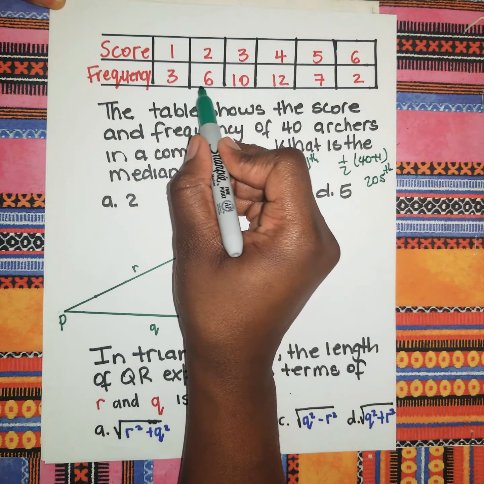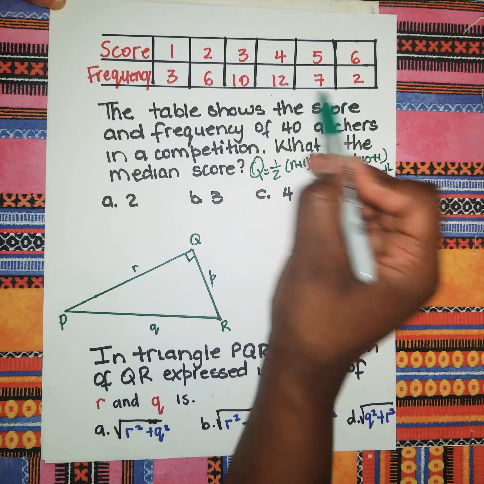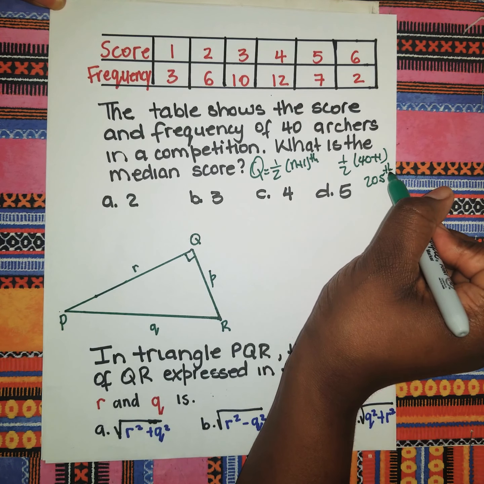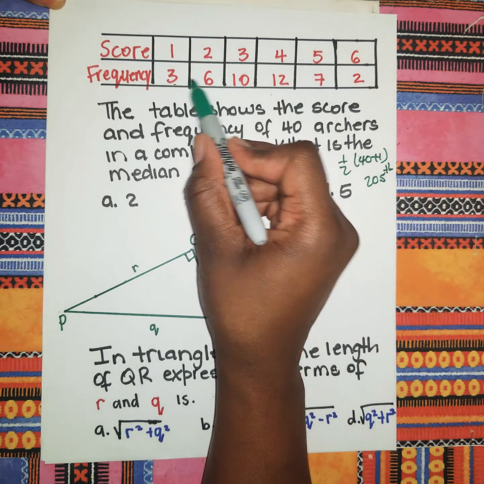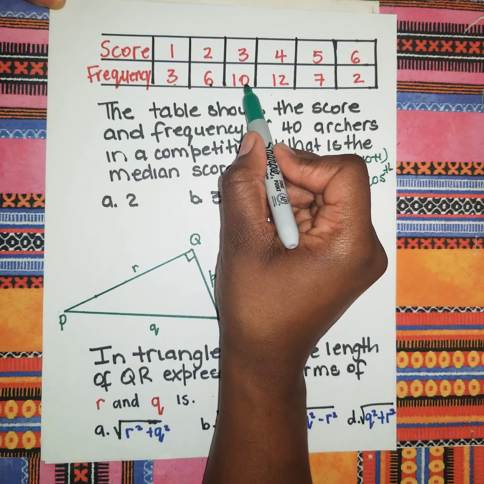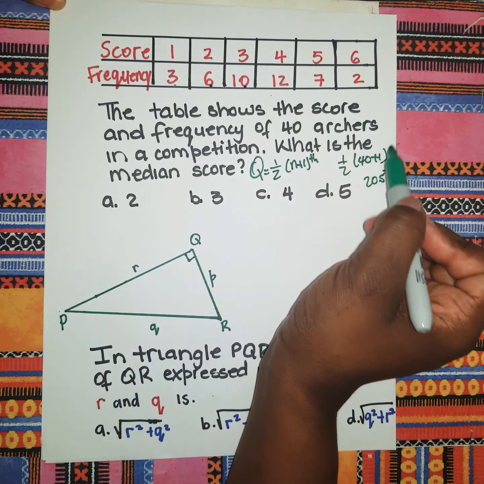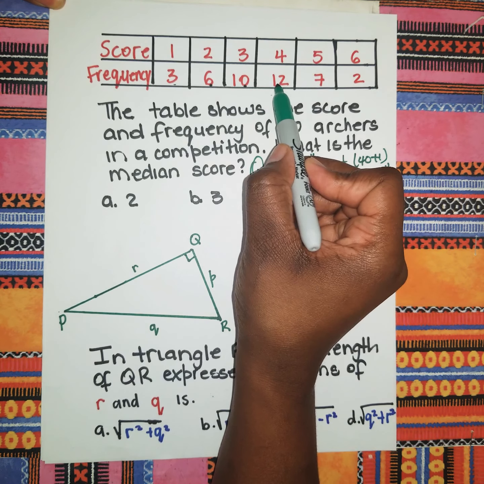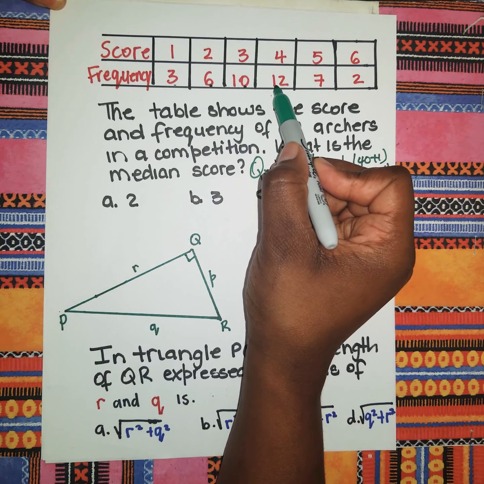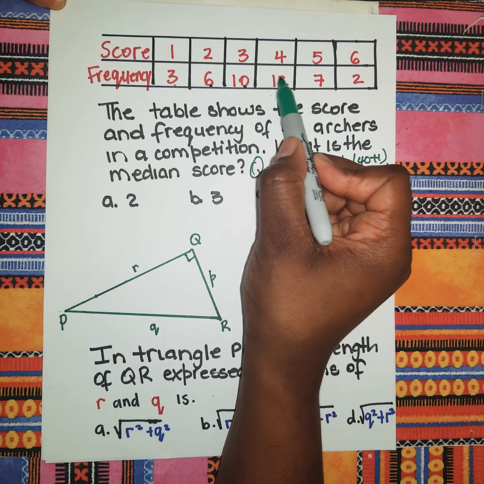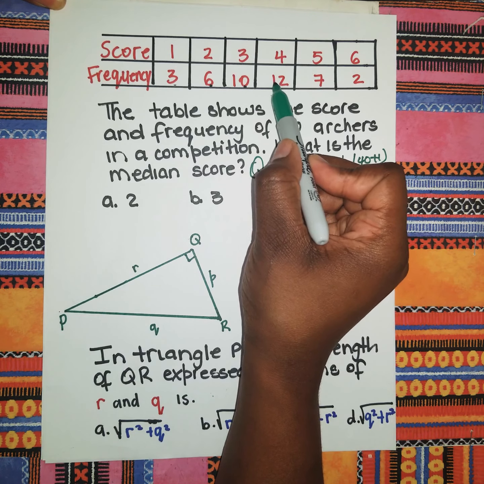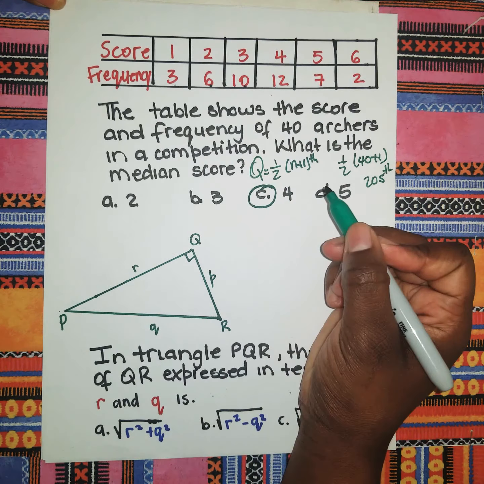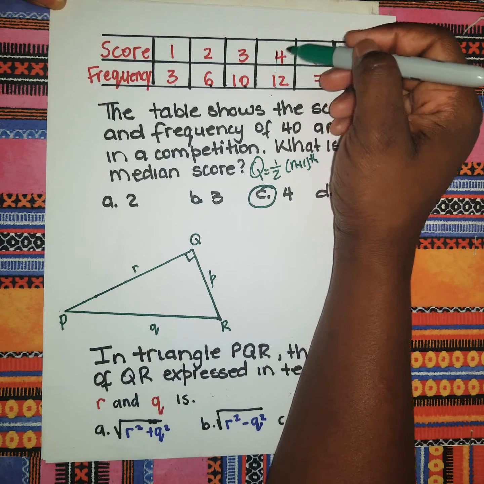So you're going to be adding the frequency either from this direction or this direction until you reach the 20.5 position. So 3 plus 6 is 9, 9 plus 10 is 19, 19 plus what gives you 20.5? 1.5. And so we know that the 20.5 will fall somewhere in here. All right, guys, and so we know that the score of 4 would be the median. So the median will fall somewhere in here.